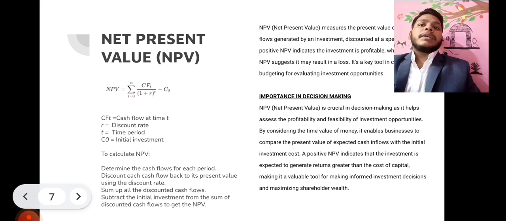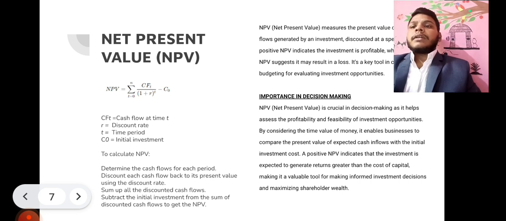Importance in decision making: NPV is crucial in decision making as it helps assess the profitability and feasibility of investment opportunities by considering the time value of money. It enables businesses to compare the present value of expected cash flows to the initial investment cost. A positive NPV indicates that the investment is expected to generate returns greater than the cost of capital, making it a valuable tool for making improved investment decisions and maximizing wealth.